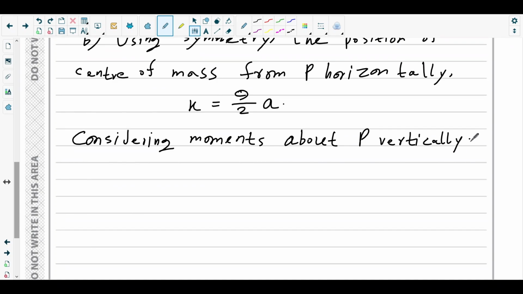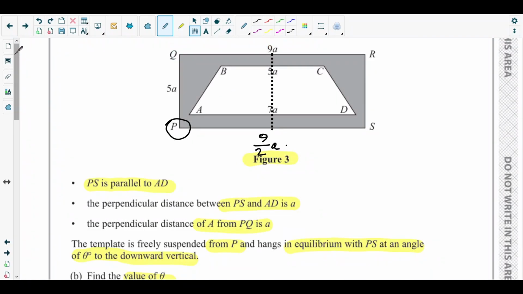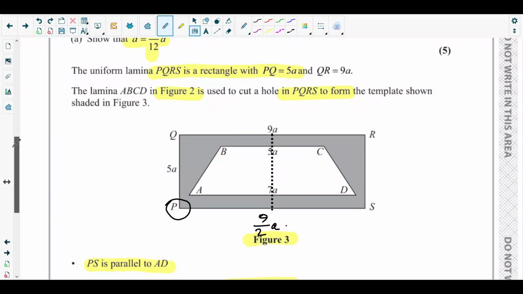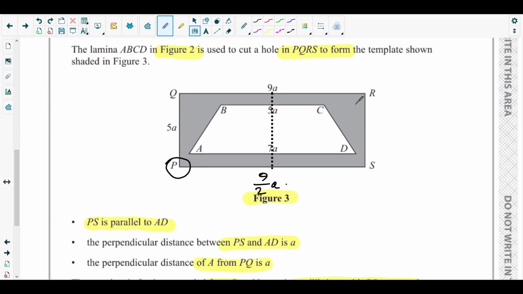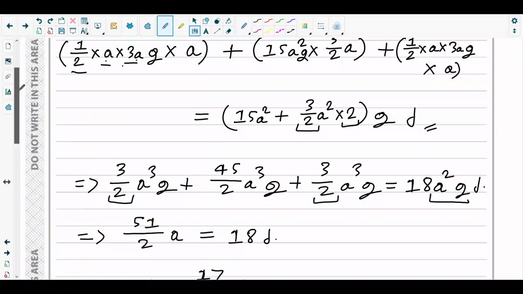Okay, so if you consider the moments vertically, at first there are two moments. One moment is due to the whole rectangle PQRS. This moment is due to the weight of the rectangle PQRS. The mass, or weight, of PQRS is proportional to its area. So the total area of the rectangle PQRS is 5 times 9 A squared, which is 45.